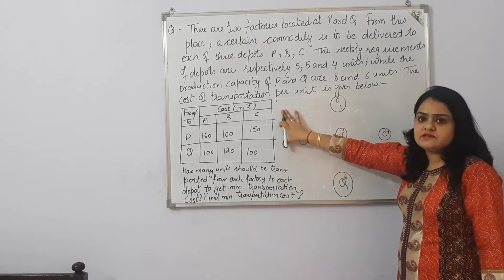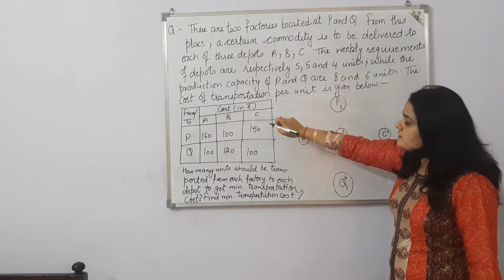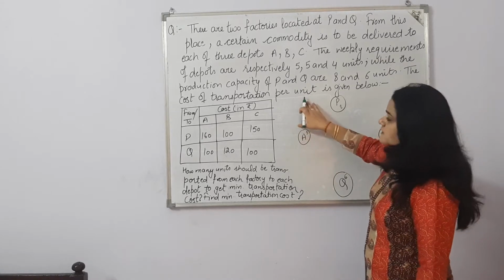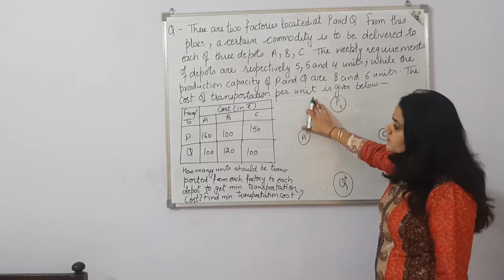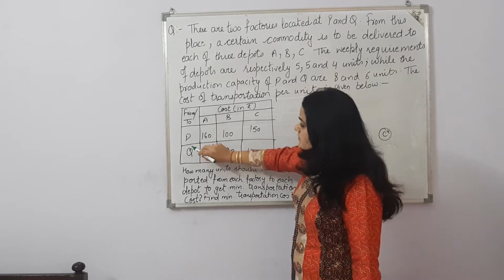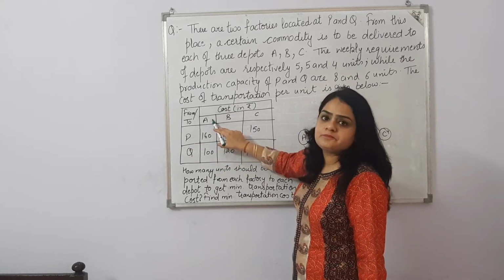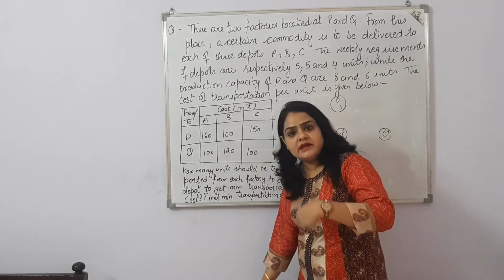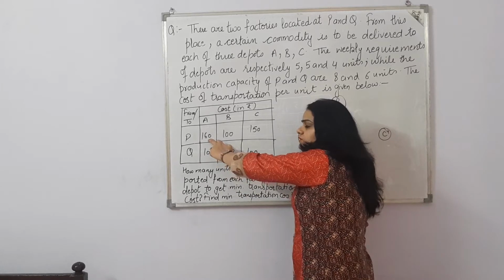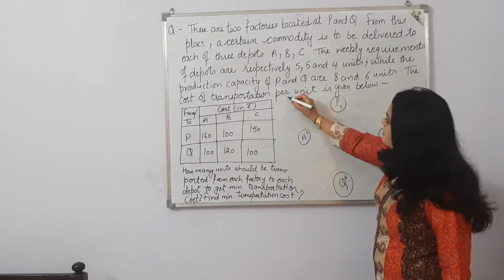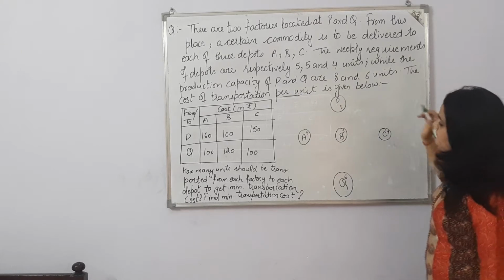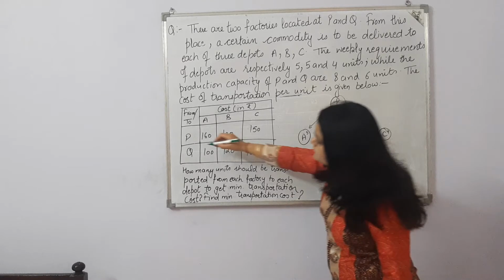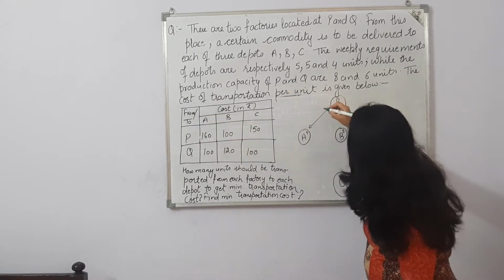This is the table which is given to us and this is a table related with the cost of transportation. The cost of transportation is given to us per unit. That means for 1 unit, if one commodity is transferred from P to A, because P is a factory, one P factory is delivering the commodity to A shopkeeper, then its cost will be 160 rupees for 1 unit, because he is saying per unit. So whenever P is delivering to A, then the cost is 160 rupees.